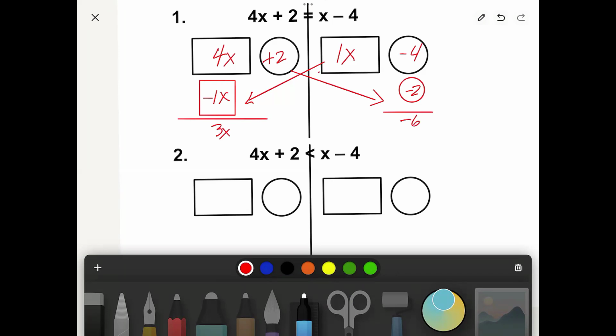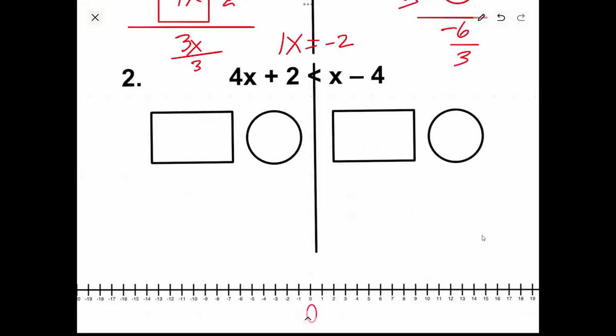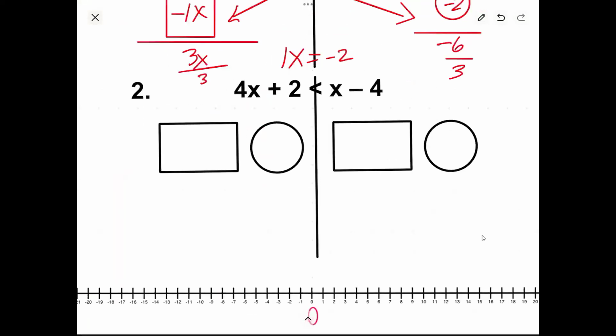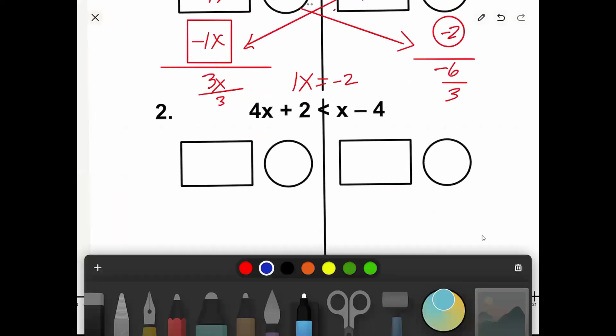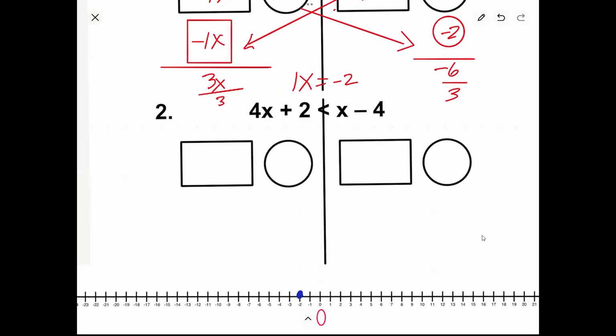Last step is you divide by whatever the coefficient is. So this is 3, this is 3. So we have 1x equals a negative 2. Now, if we were going to graph this on the number line, which I have at the bottom because I want you to see this, you would go down to a negative 2 and draw a closed circle. And there's no arrow, there's nothing, because that means that the equation has one solution, and that solution is a negative 2. So that is how you would do that one.